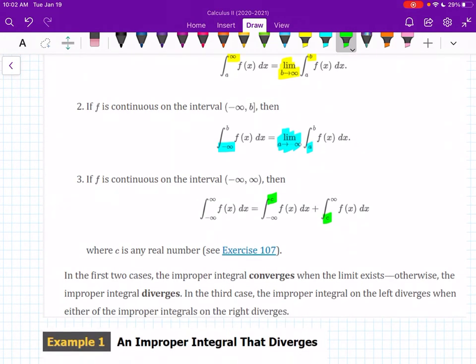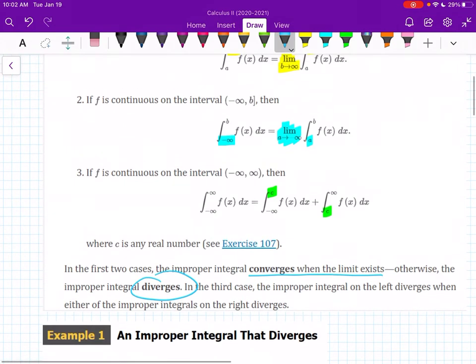So in the first two cases, the improper integral converges when that limit exists. Okay? If the limit does not exist, then we say our integral diverges. And we're going to do an example of this in the first example so you can see what we mean. And then in the third case, we say the whole integral diverges when either of the integrals diverge. Okay? And what does it mean to diverge? It means that when you integrate over that interval of integration, it gives you actually an infinite area under the curve, and that's what it means to diverge.